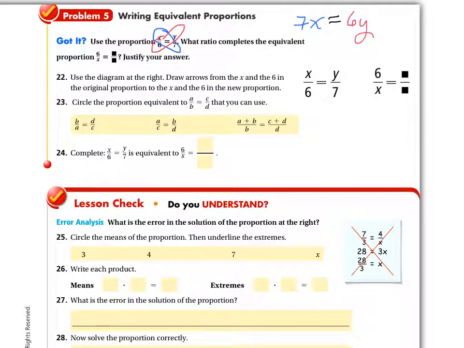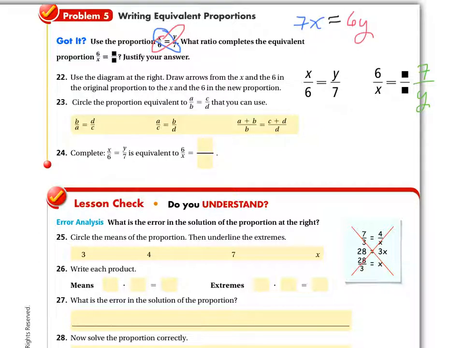So they want to know what ratio, and notice that they've changed. How have they changed this ratio right here, over here? What have they done here that they did here? They flipped it. So instead of the 6 being on the bottom, the 6 is now on the top. So what should they do to this one here? Flip it as well. So the 7 needs to go up top and the y on the bottom.